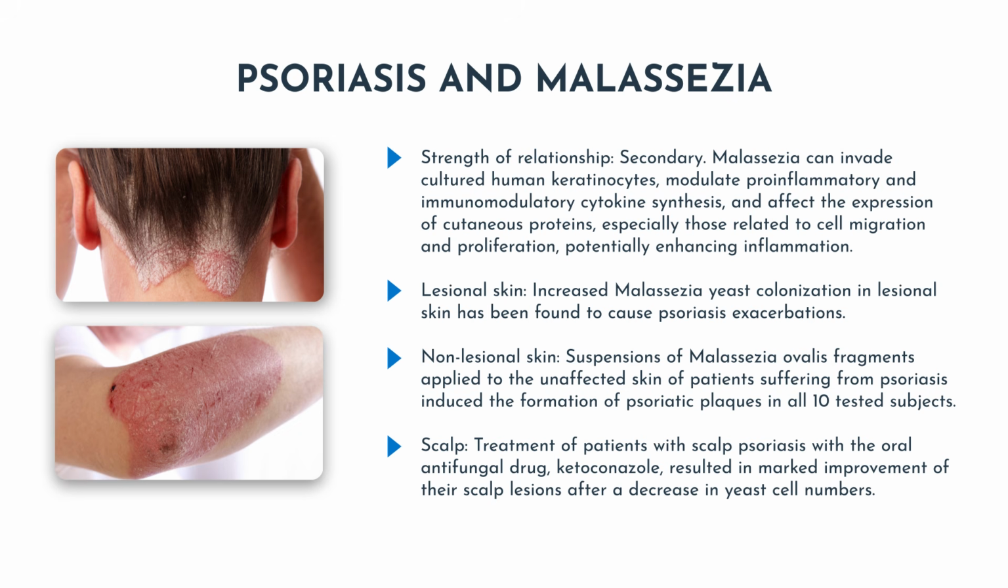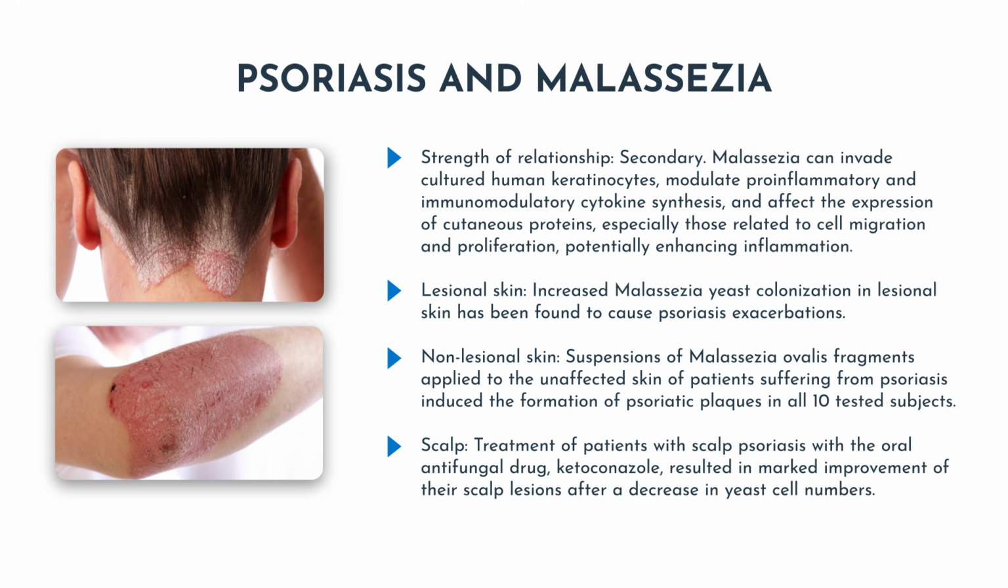It's really interesting, they've done studies on lesional skin, so skin with psoriatic plaque. If they apply Malassezia yeast, that will create an exacerbation of existing plaques. But what's really interesting is they took 10 patients with psoriasis and put suspensions of Malassezia ovalis, which is a species, onto unaffected skin, so areas where they were not having psoriasis. And in all 10 of them, that induced the formation of new psoriatic plaques.